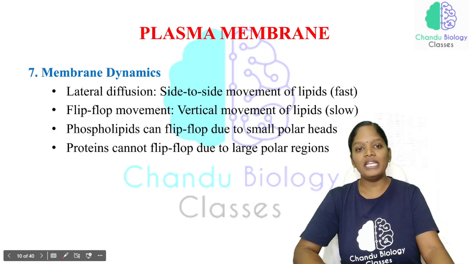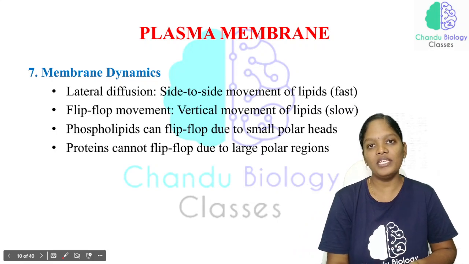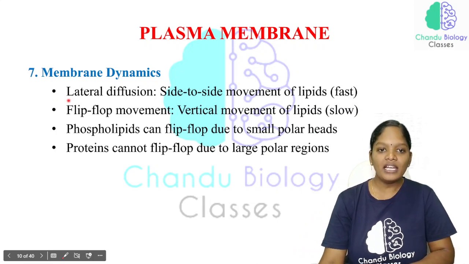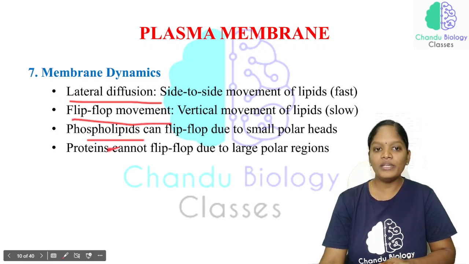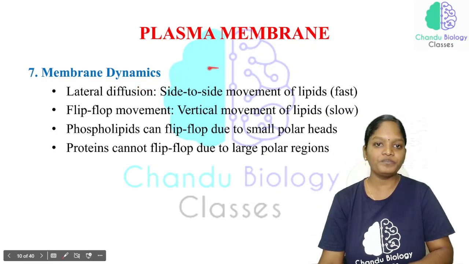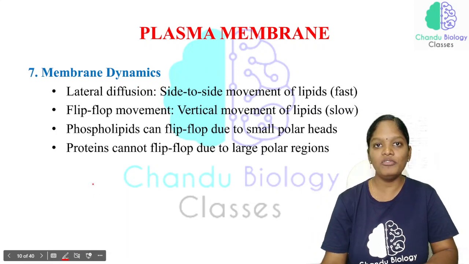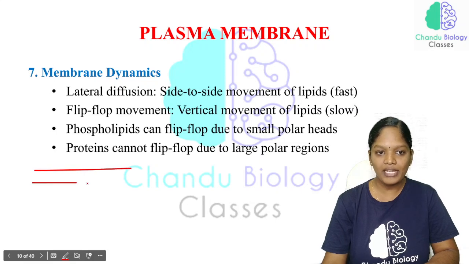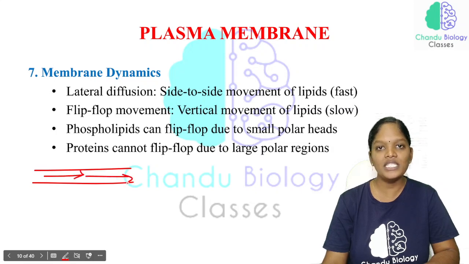Now membrane dynamics. What are all the mechanisms happening in the membrane? They have lateral diffusion and flip-flop movement of phospholipids. As I have mentioned before, there is a difference between lateral diffusion and flip-flop movement. See here, this is a lipid bilayer. Lateral diffusion means some substances are diffused laterally, like this, in a sideways manner.